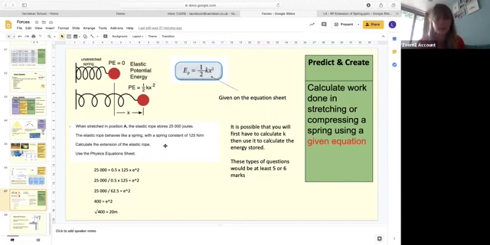Now here's an example of a question that I found on this. When stretched in position A, the elastic rope stores 25,000 joules. The elastic rope behaves like a spring with a spring constant of 125 newtons per meter. Calculate the extension, use the physics equation sheet. So you would find this equation and then you would just populate all the bits that you know. This means squared, by the way, if you were wondering what this little thing here means. And actually when you're writing it, you could write it like this in the exam as well.